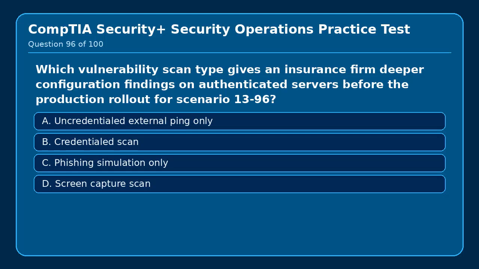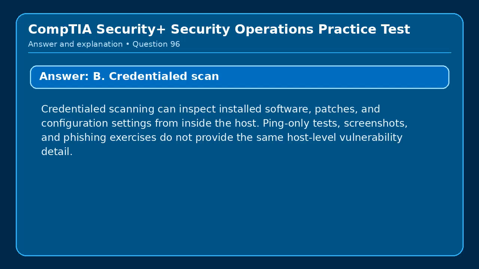Question 99. Which control best protects a financial services team's public web app from common HTTP layer attacks for the next maintenance window for scenario 13 to 99? A. Web application firewall. B. Plain FTP server. C. Managed hub. D. Analog phone splitter. Take a moment to choose your answer.